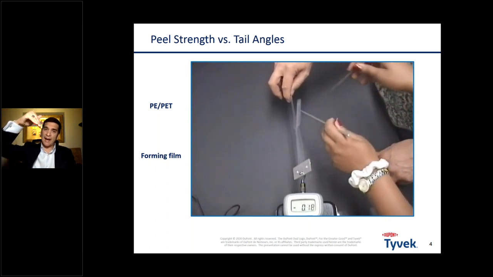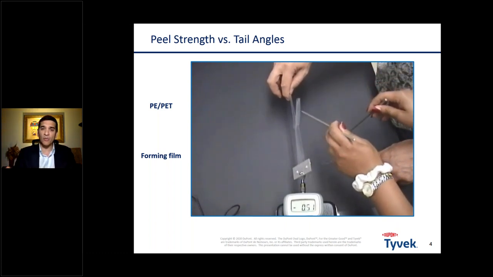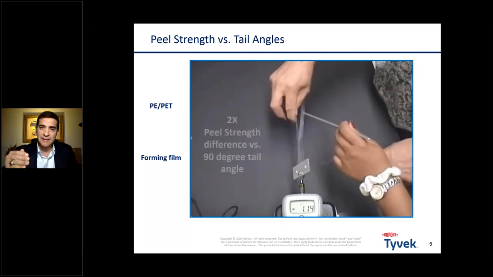All we're doing is changing the angle of the pull, and we are getting radically different numbers, right? So from 0 degrees, we got 1.14. At 90, we got 0.64, and at 180, we got 0.57. Why is this happening? Why do we have twice the peel strength when we just change the angle in the back? One of the things we are going to do in this presentation is explain exactly why that's occurring and what the factors associated with it are. And we're going to talk a little bit about the science behind that to really try to understand what's going on when it comes to peel data.